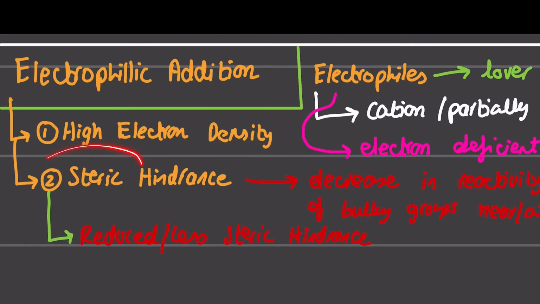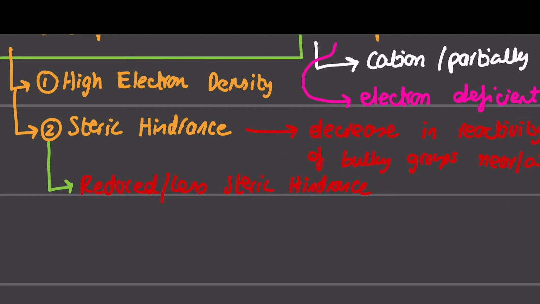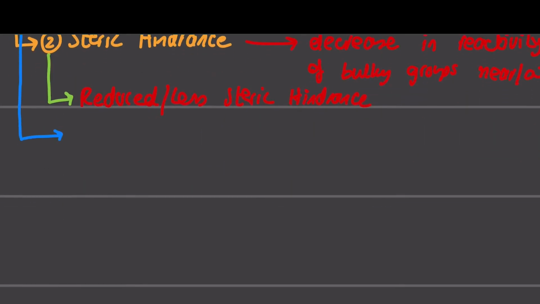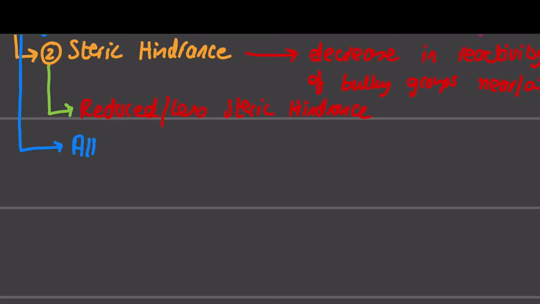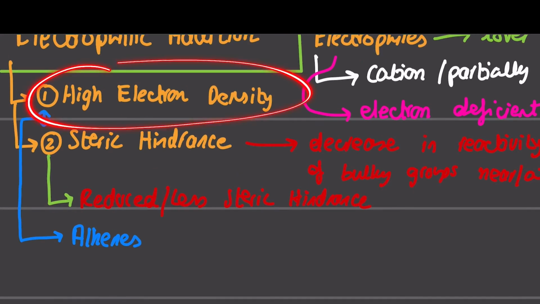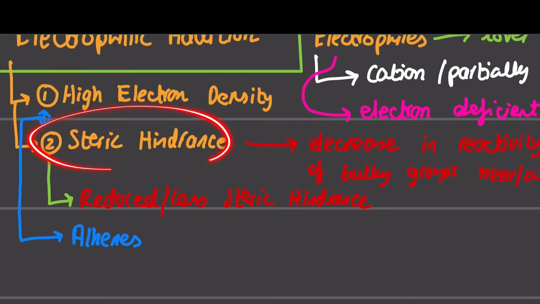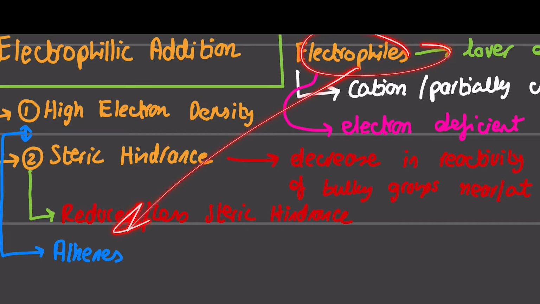The electrophile won't approach if there is a lot of steric hindrance, or if there's very low electron density, it just won't show up. It just wouldn't be a lucrative thing for the electrophile. Now guys, what I want you to remember is that both of these things are perfectly present in our alkenes. Our alkenes have a very high electron density and very low steric hindrance, which is why we love them, and that is why our electrophiles love to attack our alkenes.